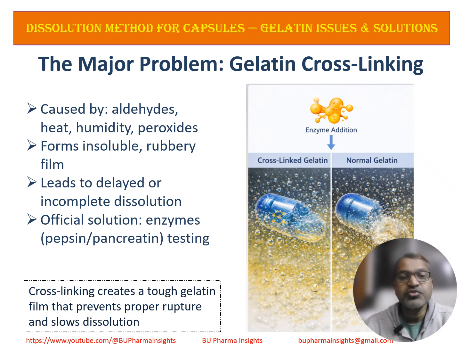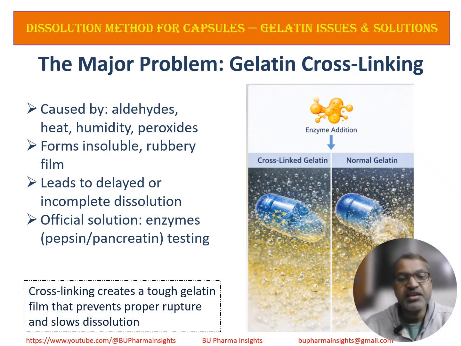This is a major cause of OOS results, especially during stability studies with hygroscopic formulations or when exposed to reactive excipients. Common causes include aldehyde, heat, high humidity, peroxides. The impact: delayed rupture, incomplete dissolution, false failure of product performance. Regulatory solutions are: USP allows the use of enzymes, that is pepsin in acid stage, pancreatin in buffer stage. These enzymes digest the cross-linked gelatin, allowing true drug release.